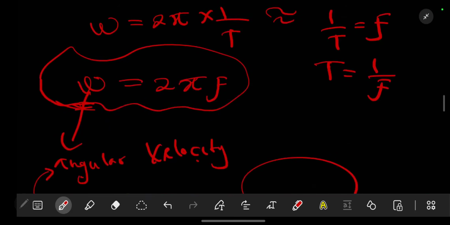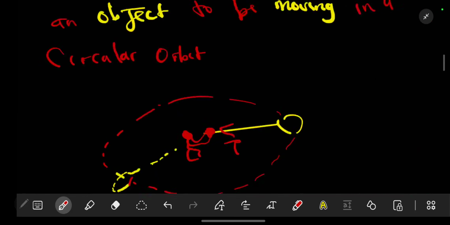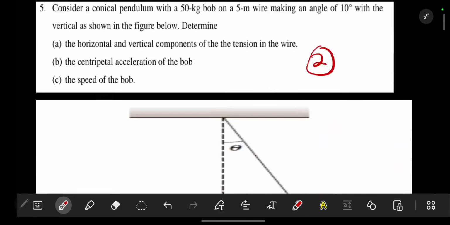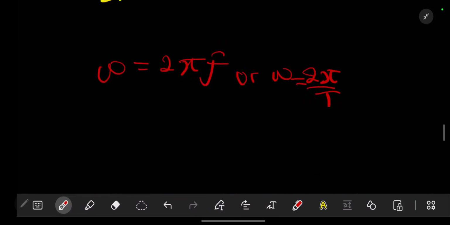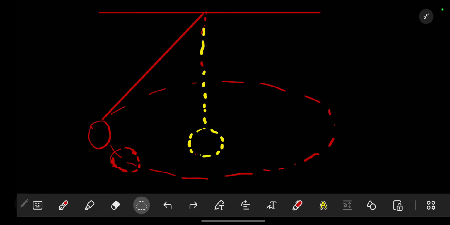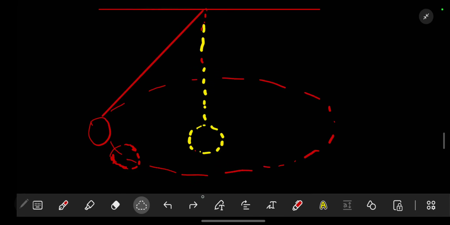So with that said, I think that's all the knowledge that we need to start answering some problems. But before that, let's deal with how we are going to be deriving. If you have the pendulum like this, this is what we refer to as a conical pendulum, which is what we are going to be solving in the video today. It will be moving like this.